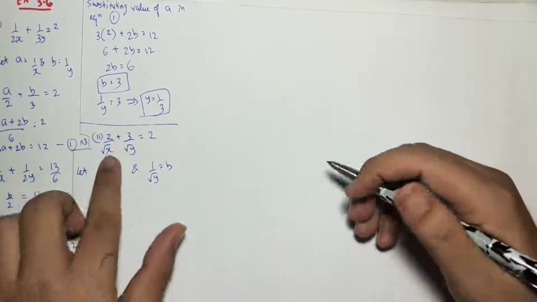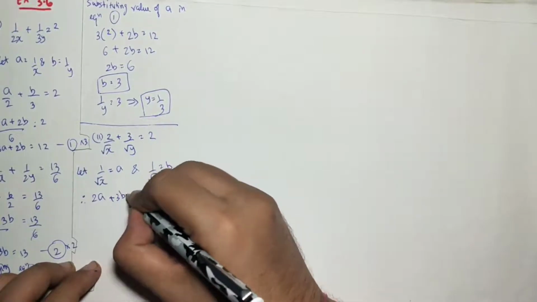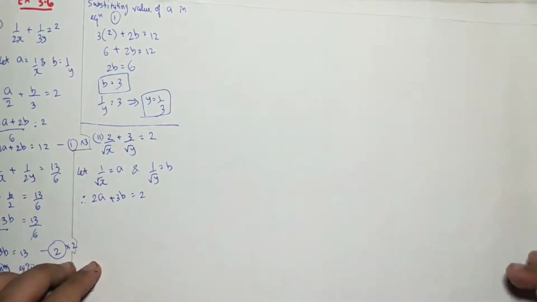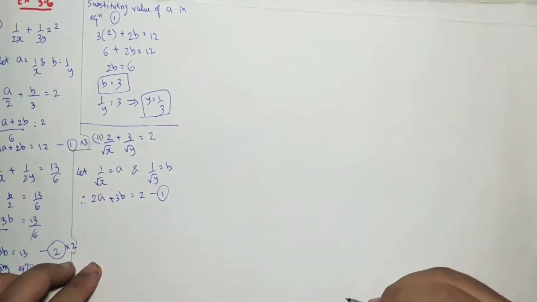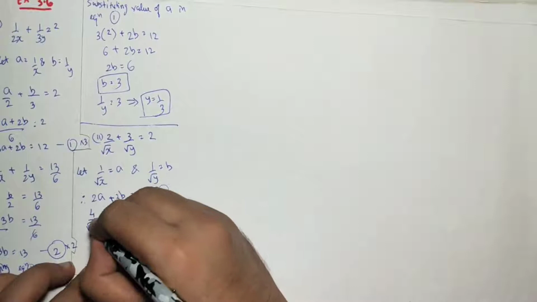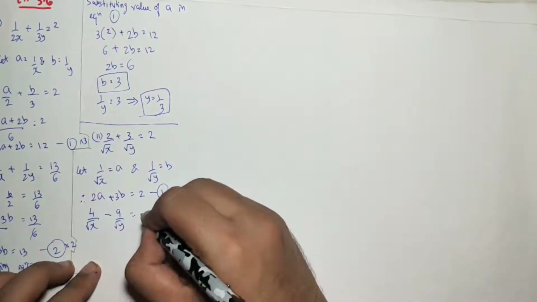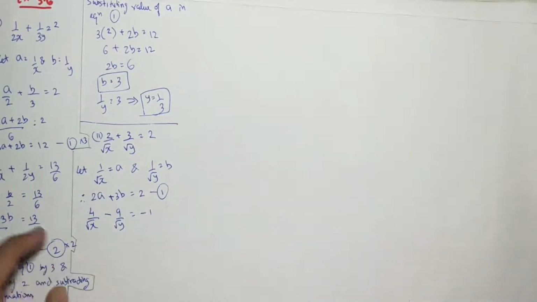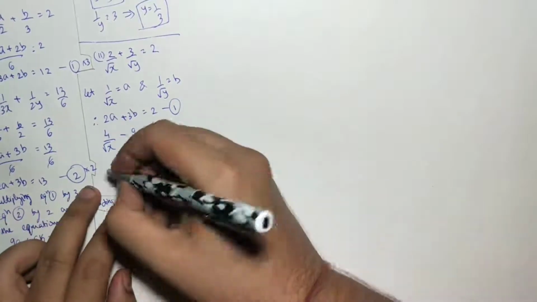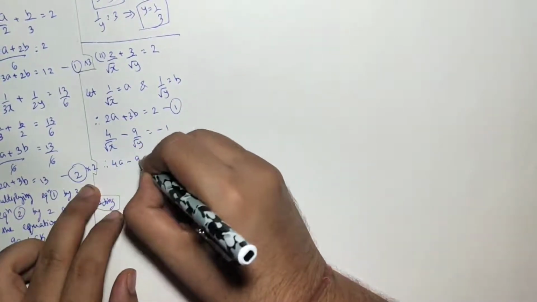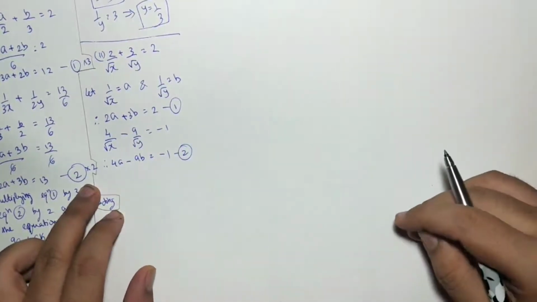So substituting these values, we will get 2a plus 3b equals 2. This is my first equation. The second equation is 4 by root x minus 9 by root y equals minus 1. This is my second equation given to me. So root x, I know what is 1 by root x? a. So this will become 4a minus 9b equals minus 1. This is the second equation.